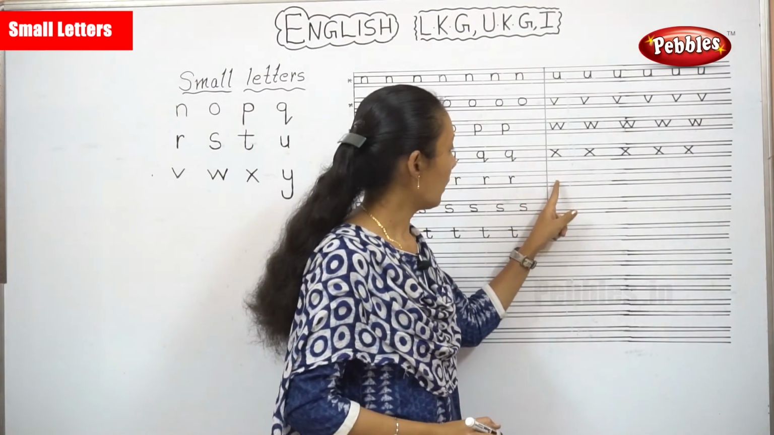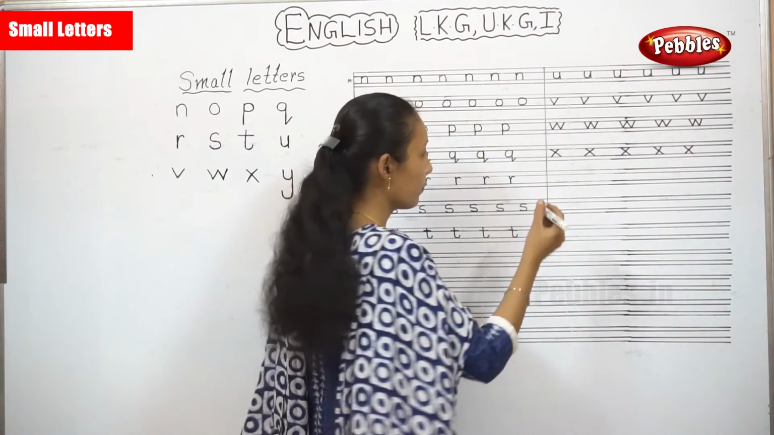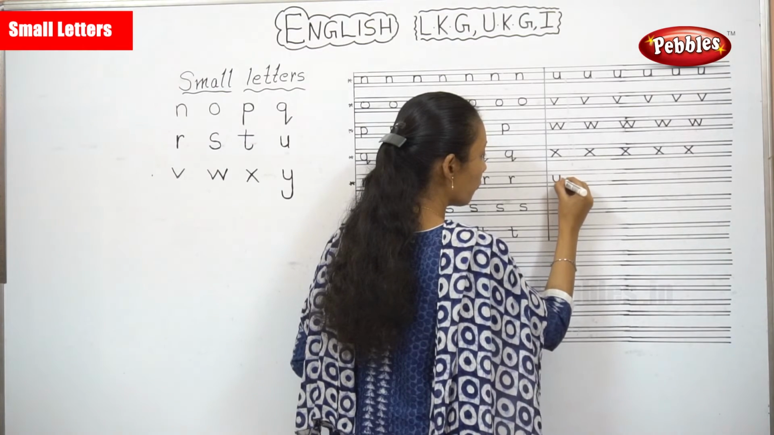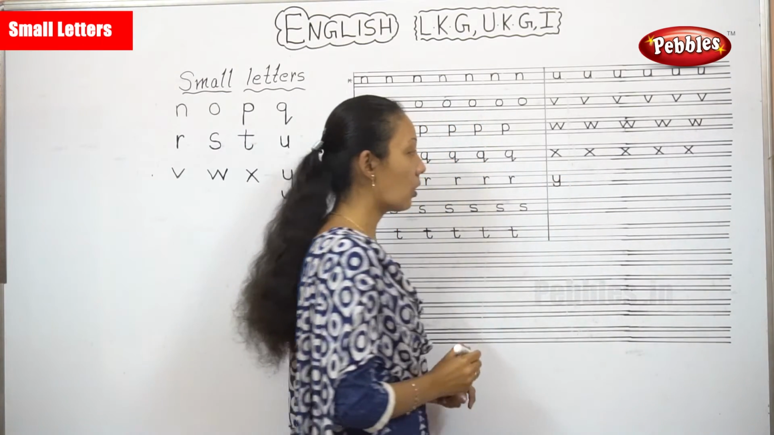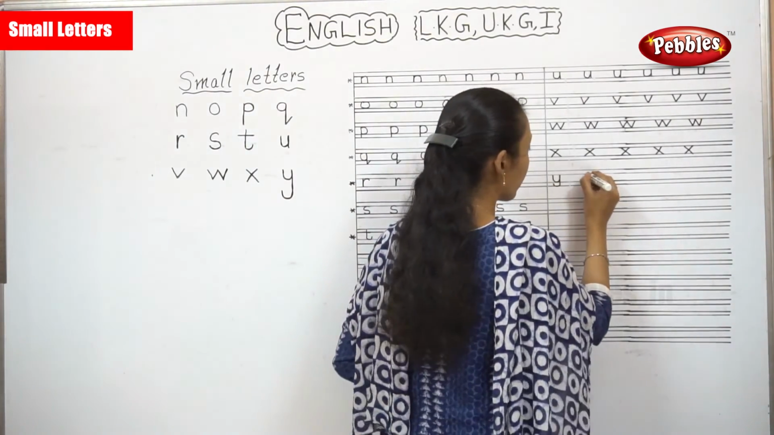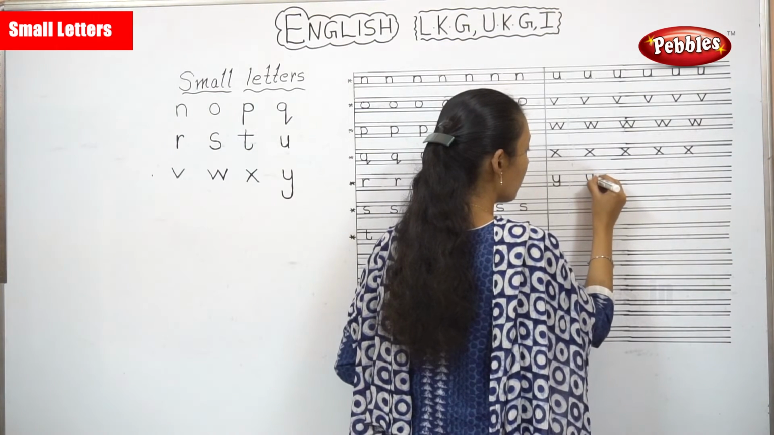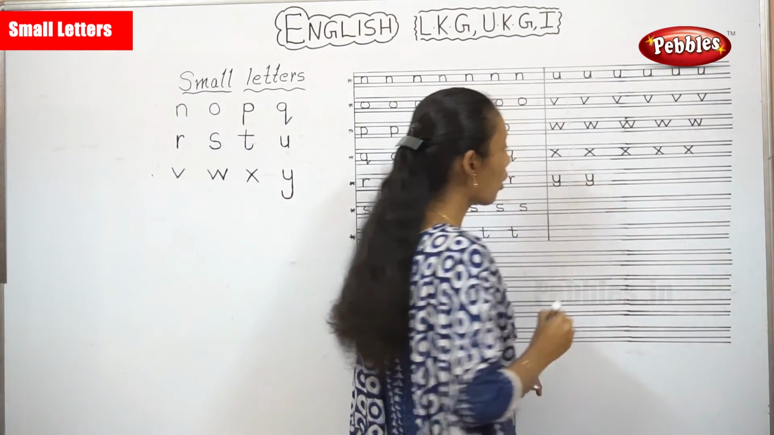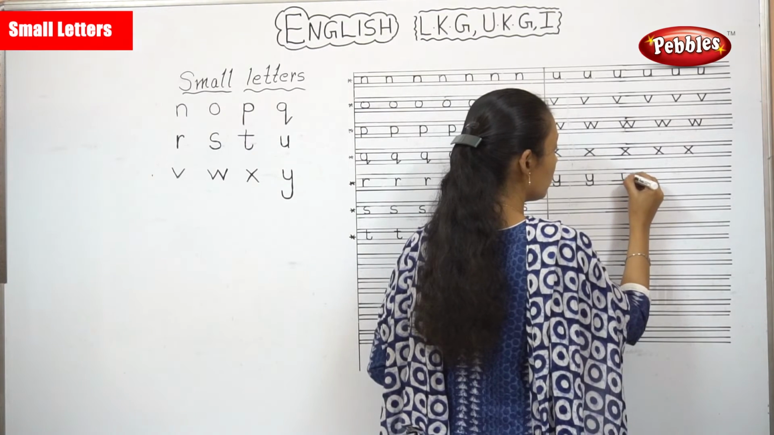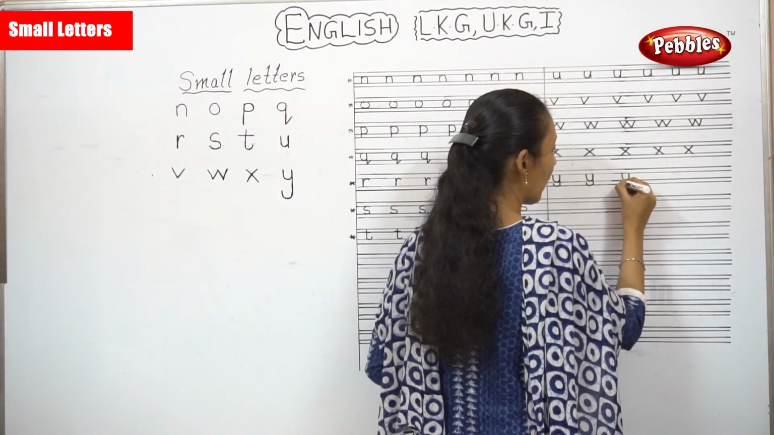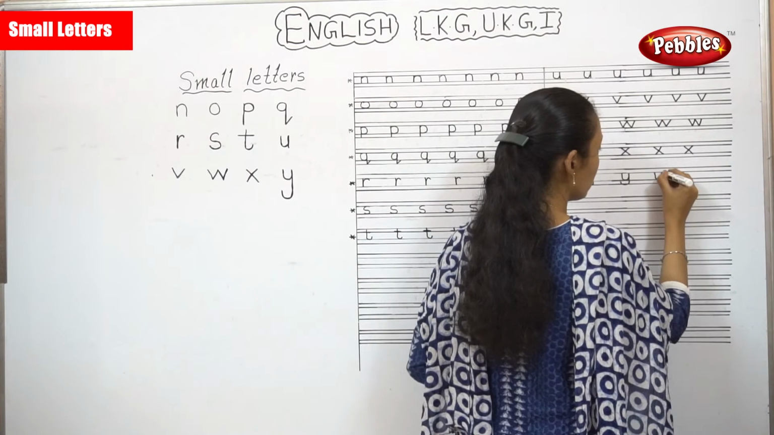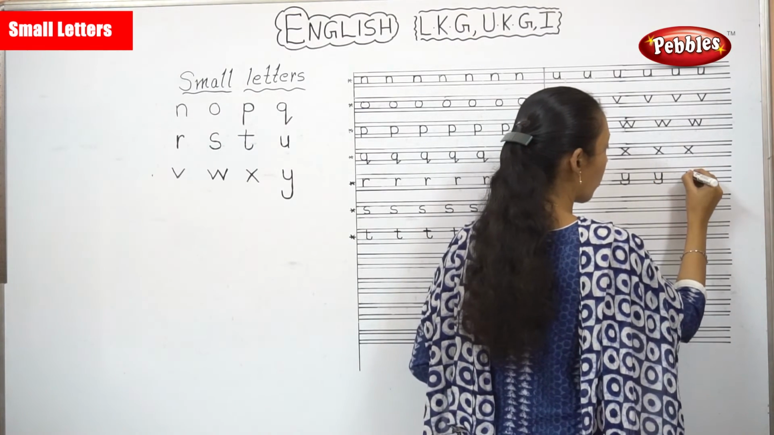Now to write the small y, you will start it in the second line. Your U will be into the second and third line. Come down to the fourth line and curve it. This is called small letter y. What is this, children? Yes, small letter y. Again a U, come down and you curve it. It is small letter y. Once again a U, come down and it is y.